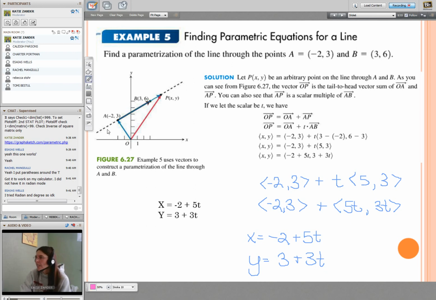Okay. Kind of crazy to think about, and here's that line, the dashed line, that we essentially created parametric equations for. Okay, not too bad of a concept there. Any questions with that process at all?